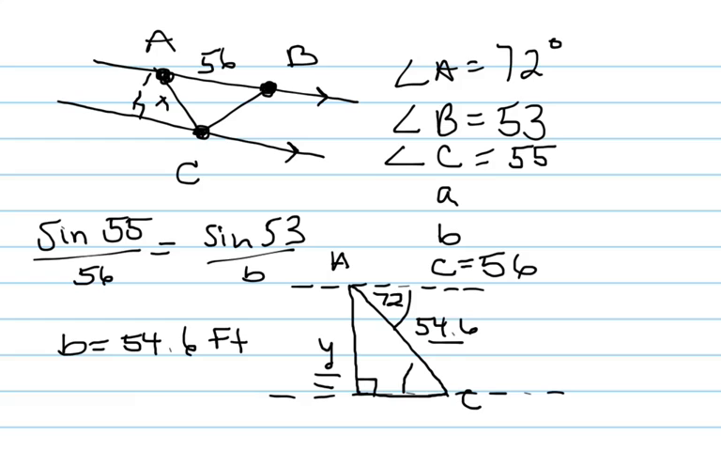For part, let's write that up. So we're going to say sine of 72 equals Y over 54.6. That's just sine of the angle equals the opposite side over the hypotenuse. Go ahead and work that out, and we find out that Y is actually equal to 51.9 feet.